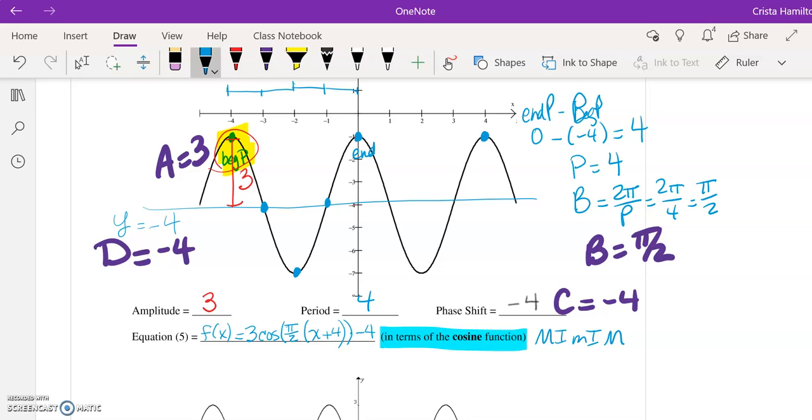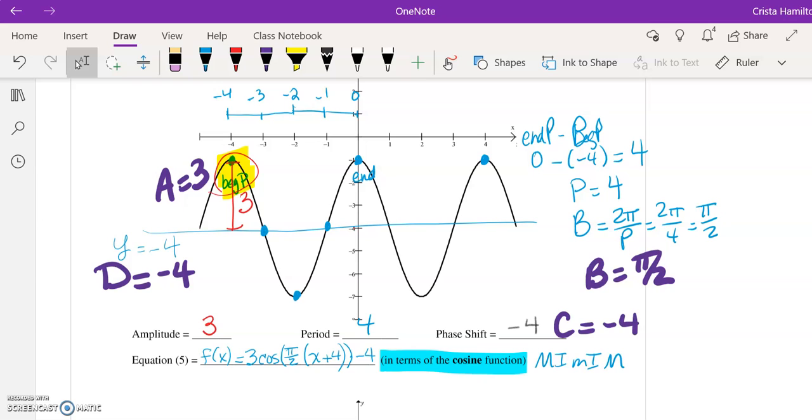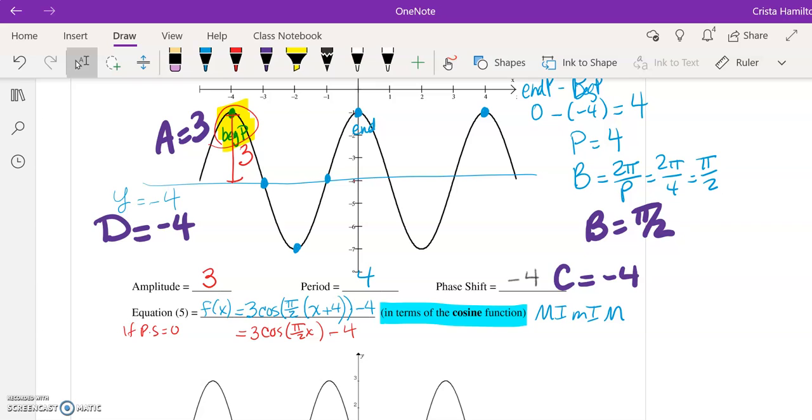Now, just to show you the relationship with this phase shift, if you actually pick a different beginning of the period, what if I decide that the phase shift is 0? If the phase shift is equal to 0, notice that the only thing that's going to change is that the equation is going to become 3 cosine pi over 2 x minus 4. You can test that out on Desmos, and you'll see that it's exactly the same graph.